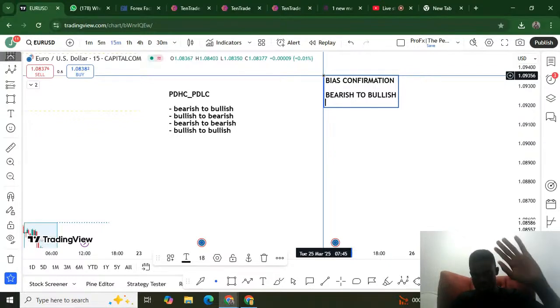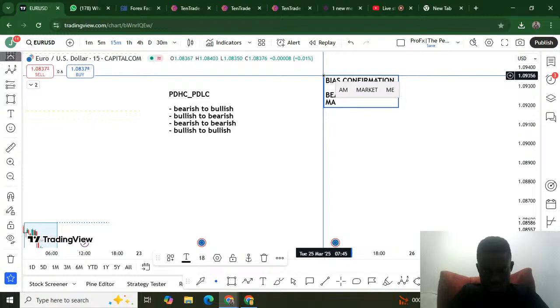Are we together? Now, for a bearish to bullish, let me start with where there is manipulation.